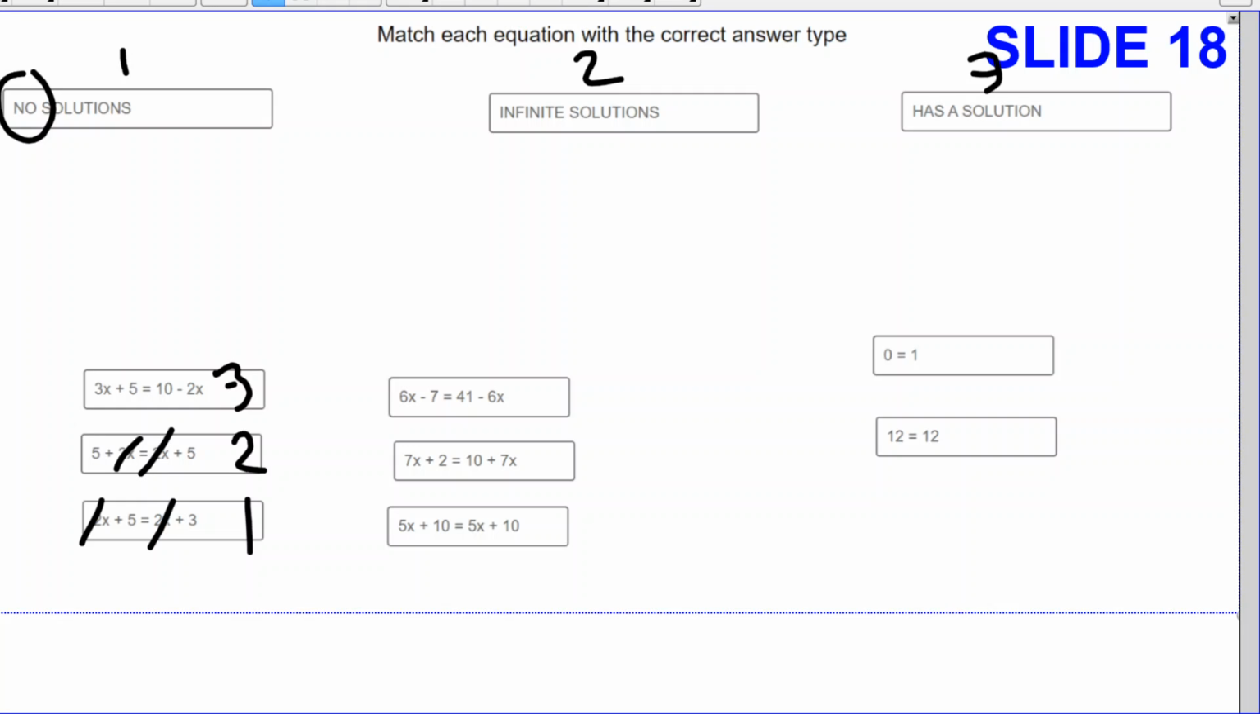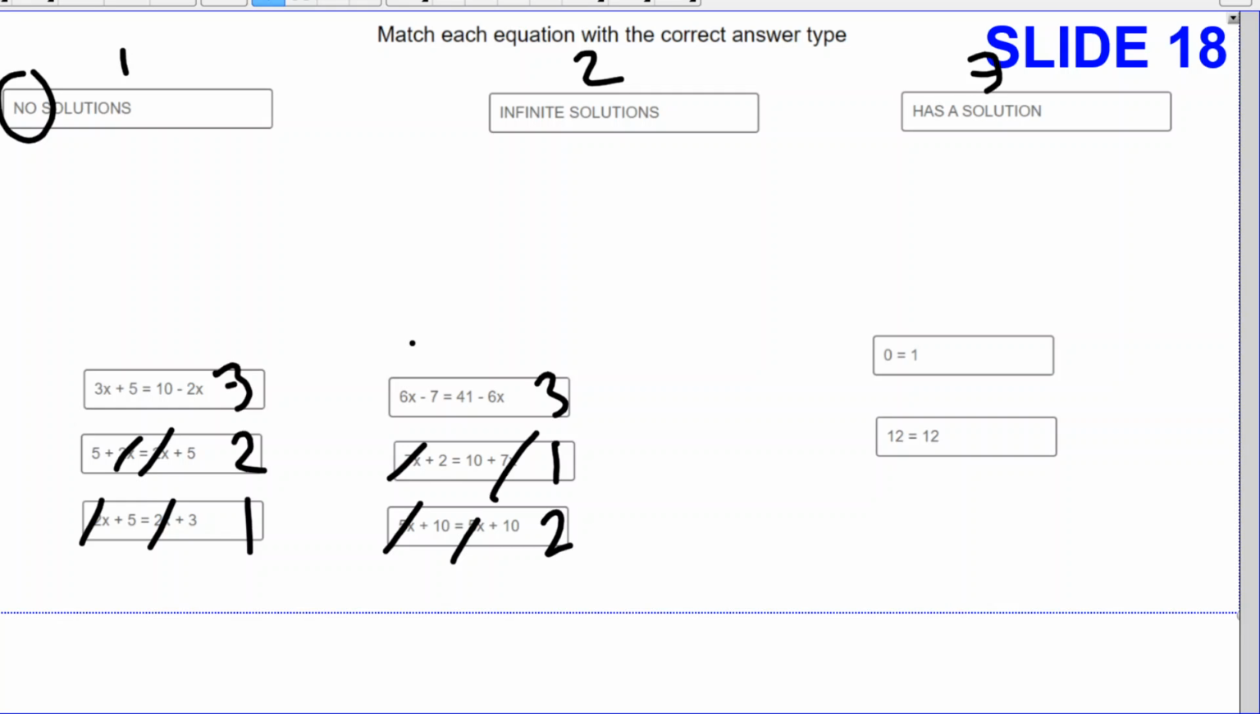This one we're going to be careful of, this one on the top here. It looks like 6x and 6x, but notice it says negative 6x. So actually, if I added 6x to both sides, I'd have 12x. So this one's also going to be has a solution because they're not exactly the same. 7 and 7. Does 2 equal 10? No. So I'm going to pick option 1. And on this one here, cancel the 5x's. 10 equals 10. That's a yes. So that would be option 2.